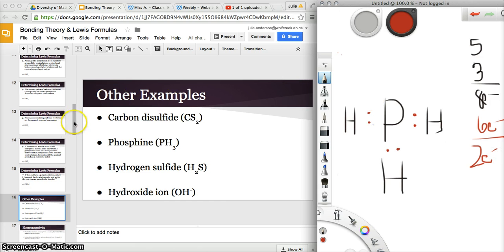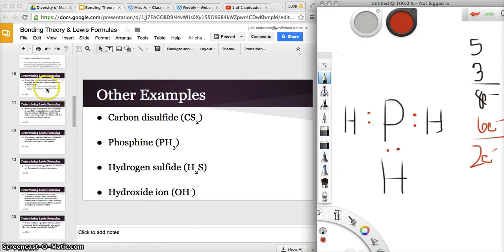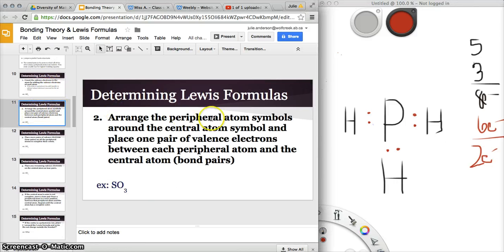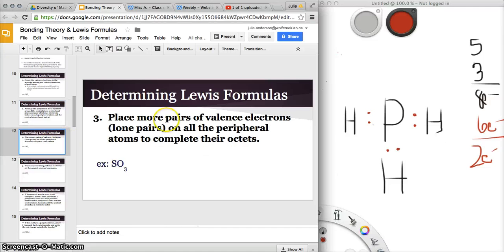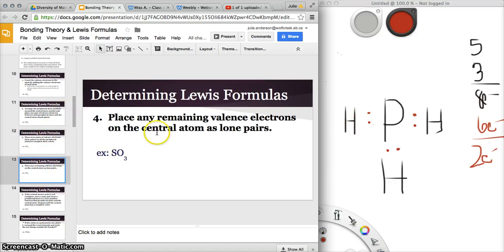Okay, so when I have 2 electrons remaining, my rules state that we arrange the peripheral atoms and symbols around that central atom, and we put 1 pair of valence electrons between those atoms. If we have more valence electrons, we use them around the peripheral atoms to complete their octets, which we don't need to worry about with hydrogen in this case, because hydrogen has a complete octet with 2 electrons. We do not require hydrogen to have more than that because it only has 1 energy level with 2 electrons.